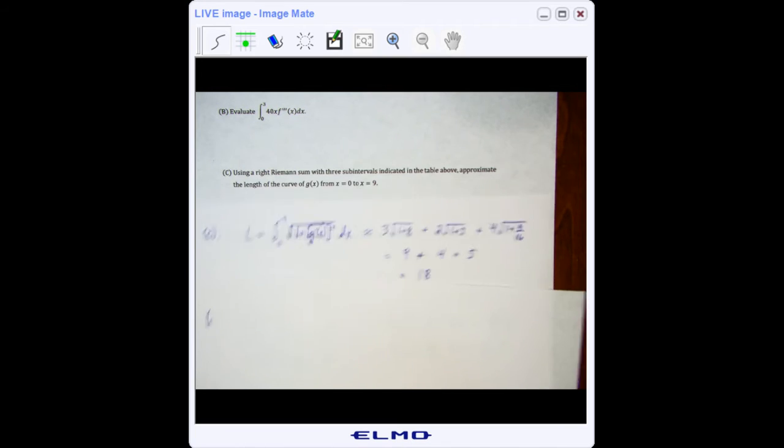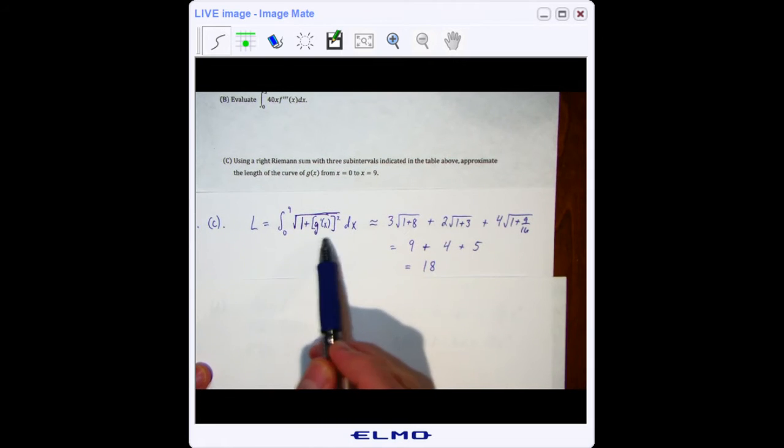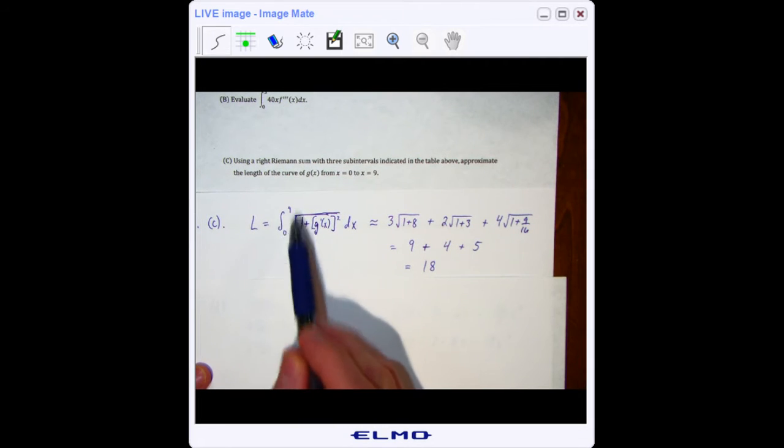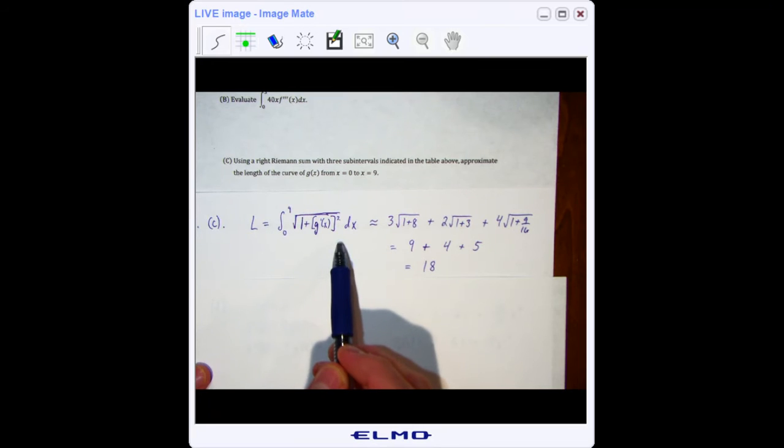Now, part C, use a right Riemann sum with 3 subintervals to approximate the length of the curve from 0 to 9. All right, so this is a little different. We've done right Riemann sums with area under a curve, but never the length of a curve. So if you remember, the arc length formula is here. It's the integral of the square root of 1 plus the derivative squared dx.